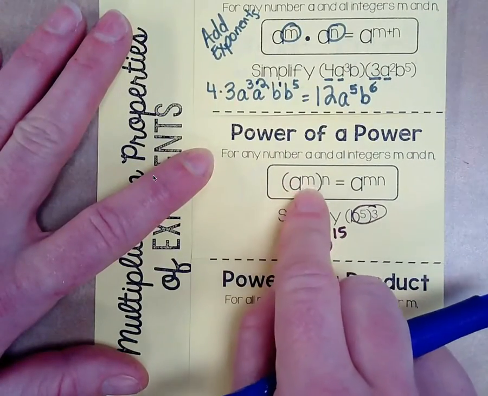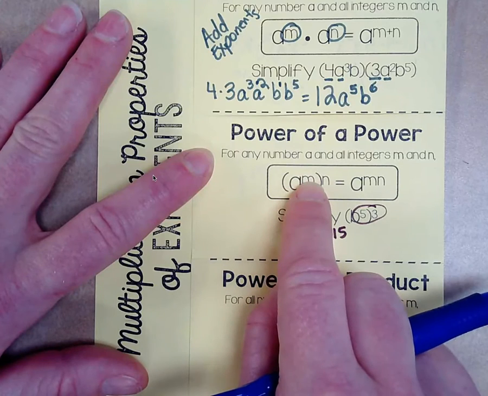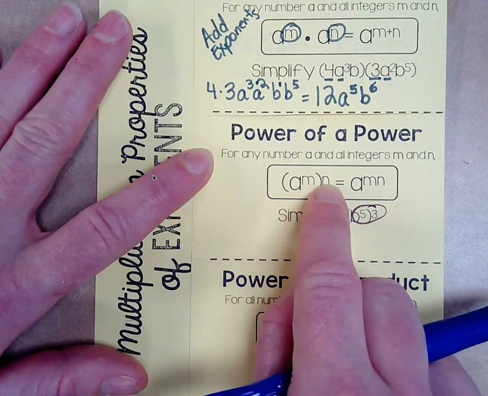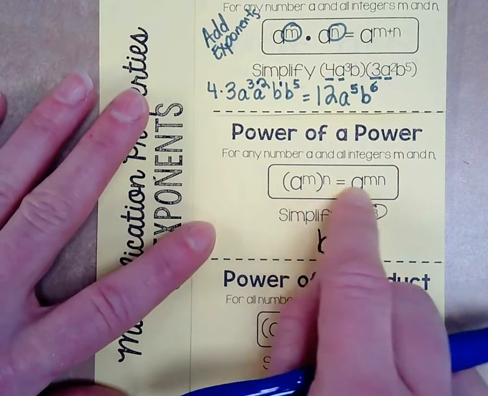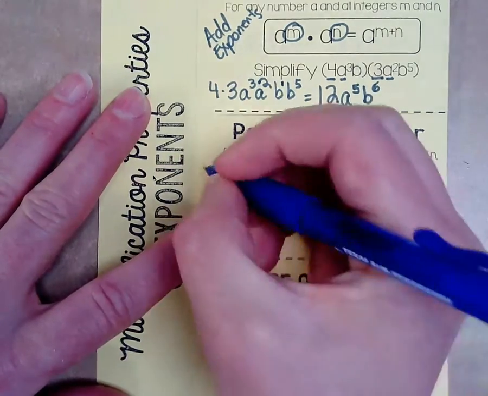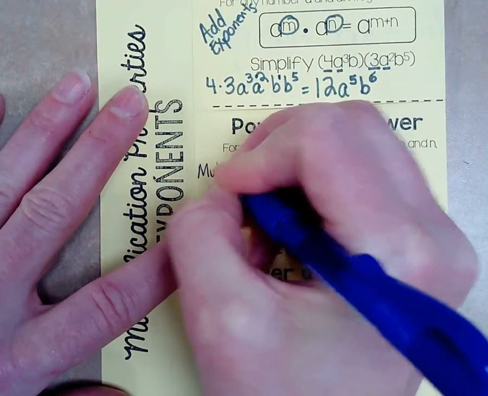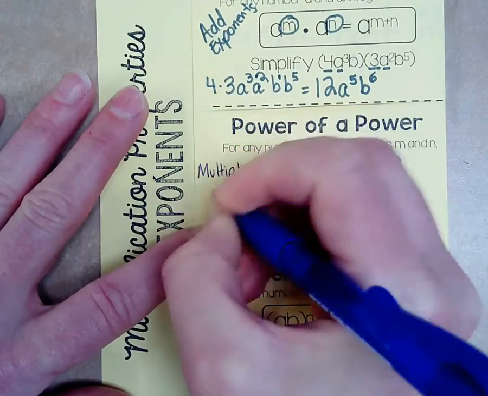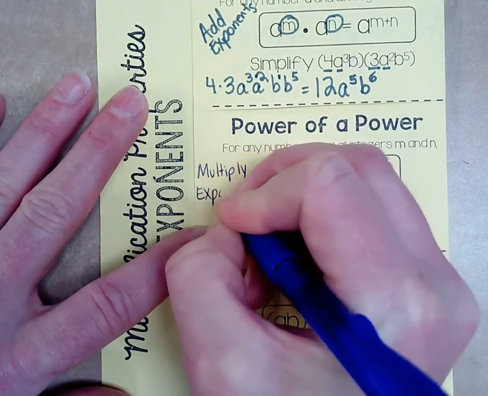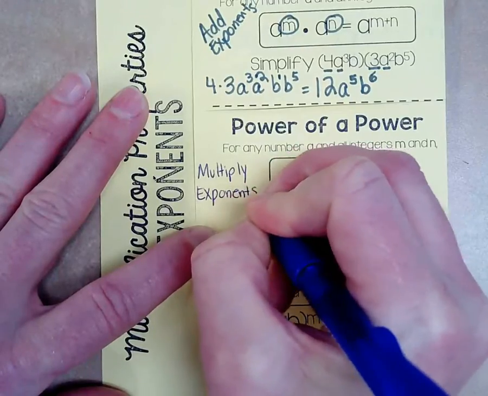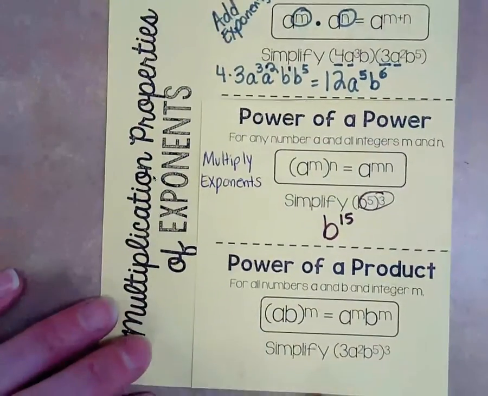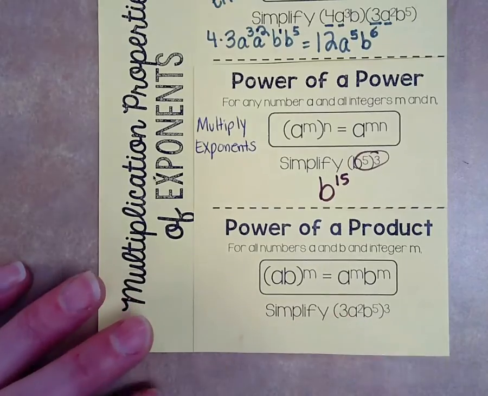If I have A to the M in parentheses and it's raised to another power, this is called power of a power. We are going to multiply our exponents. So write that out to the side. Multiply exponents. It's called power of a power.